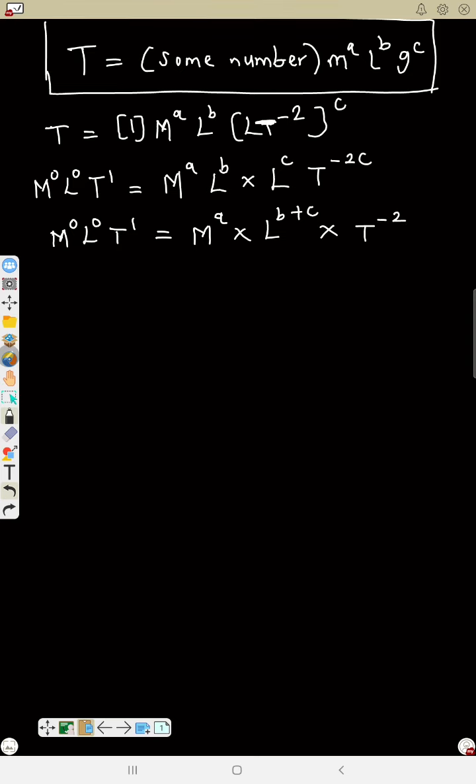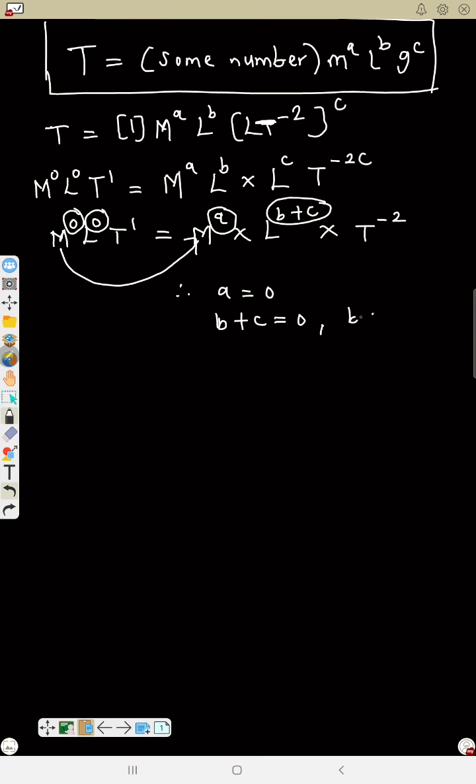Now if we compare both sides, you will notice that M will go with M. That means the power on M is A, which is equal to 0. That means A is equal to 0. The power on L is 0, and the power on L here is B plus C, so B plus C is equal to 0. From here we can find B: B will be equal to minus C.